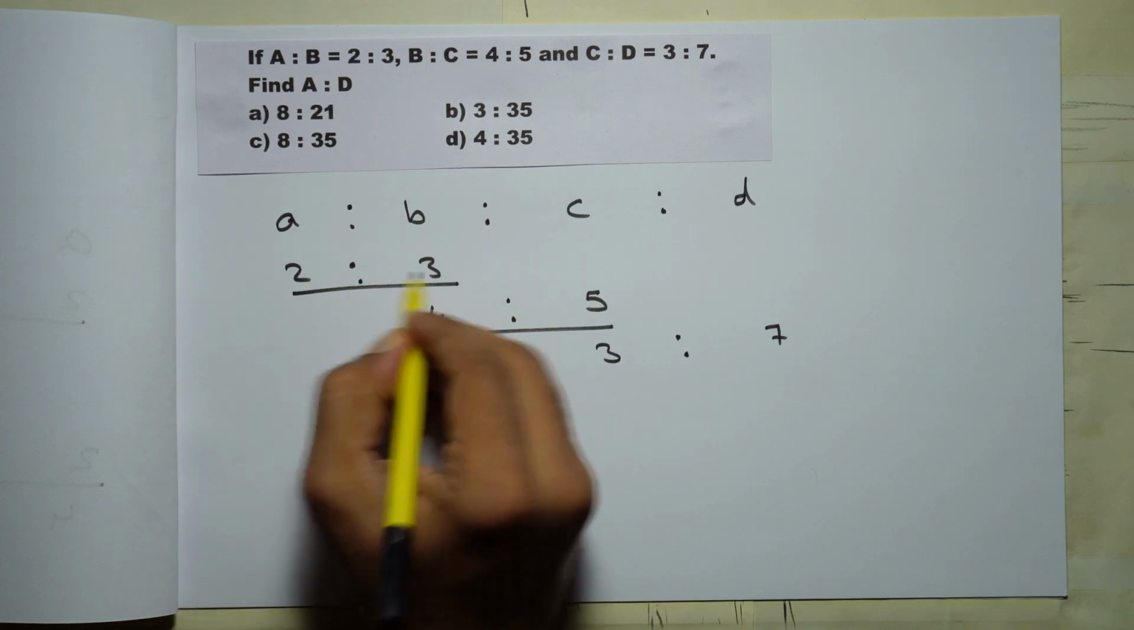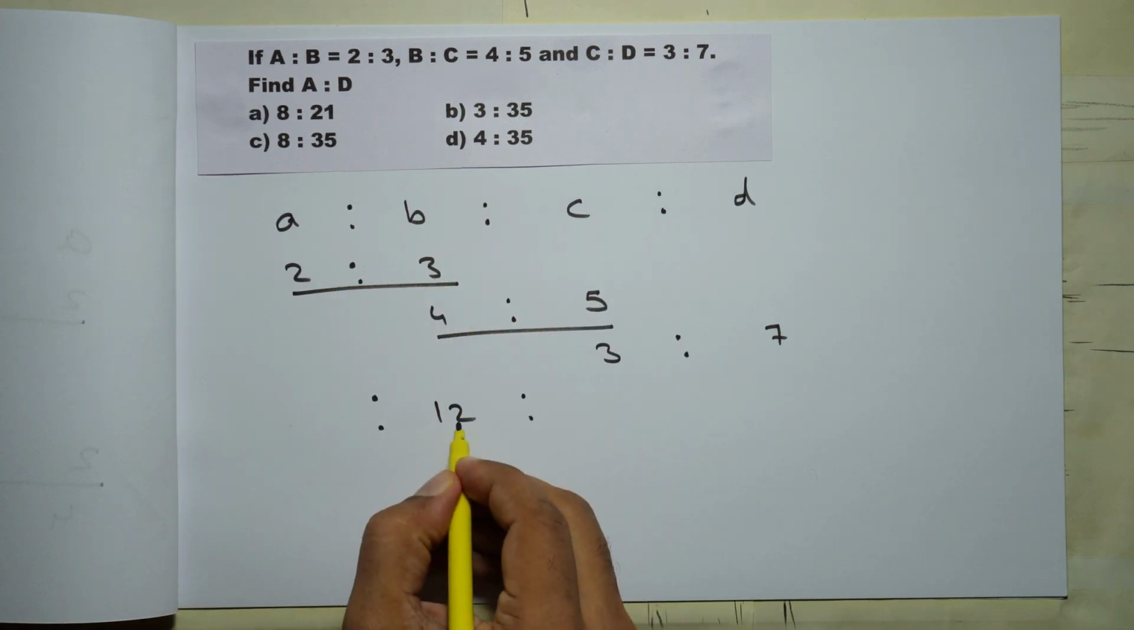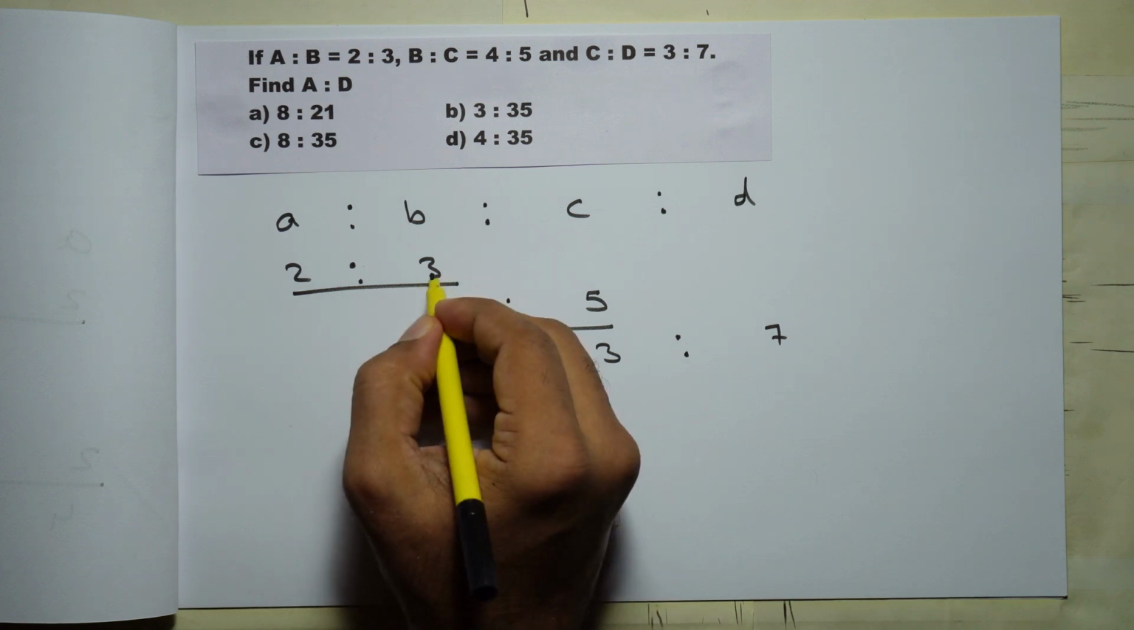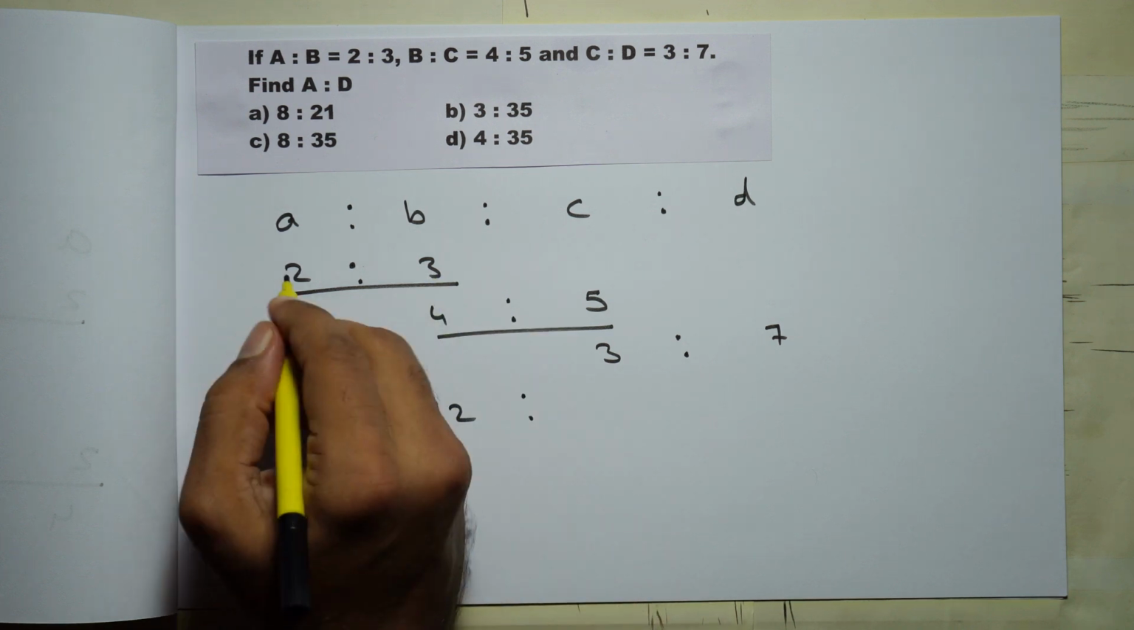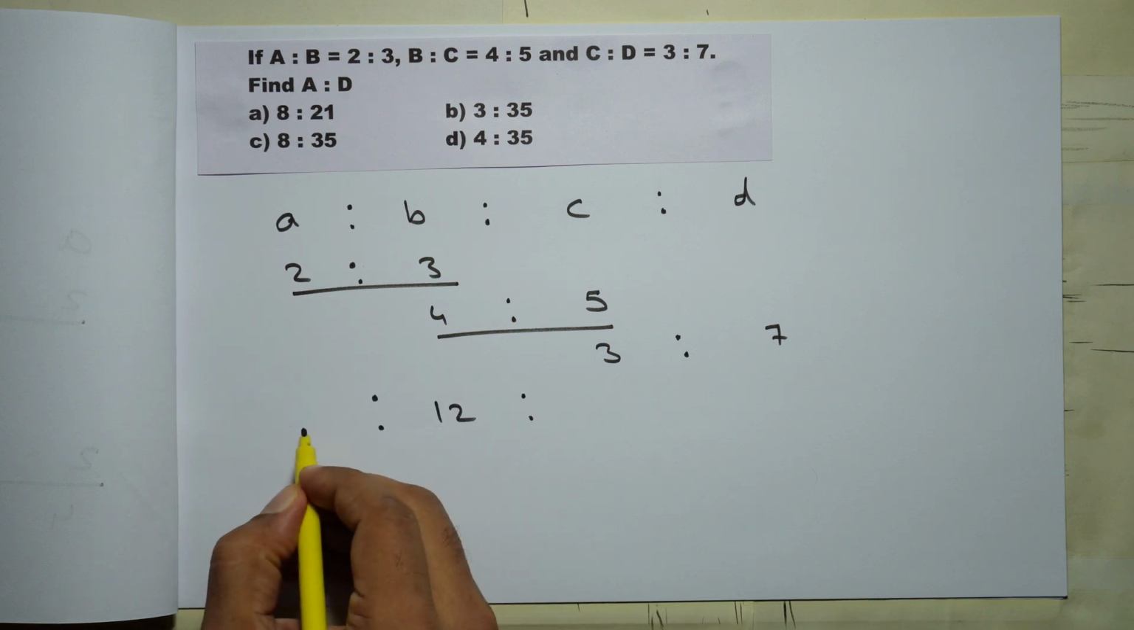Now in this ratio 2 is to 3. 3 has been multiplied by 4 to get 12. 3 into 4 is 12. So to maintain the ratio, 2 should also be multiplied by 4.